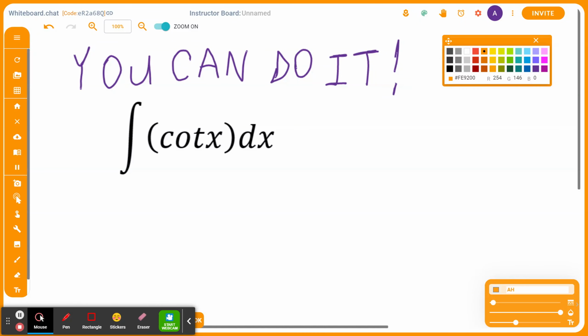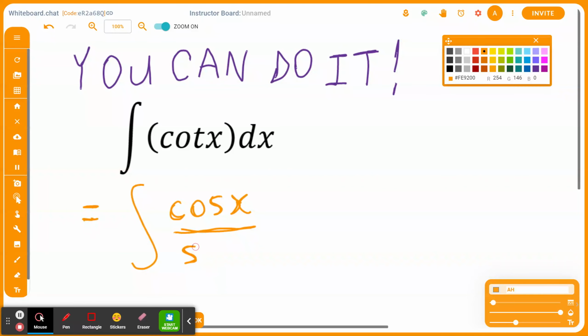Hi everyone, let's take a look at the following example. Find the antiderivative, or the integration, of cotangent x with respect to x. Step number one: when you think about cotangent x, this is equal to cosine x divided by sine x.